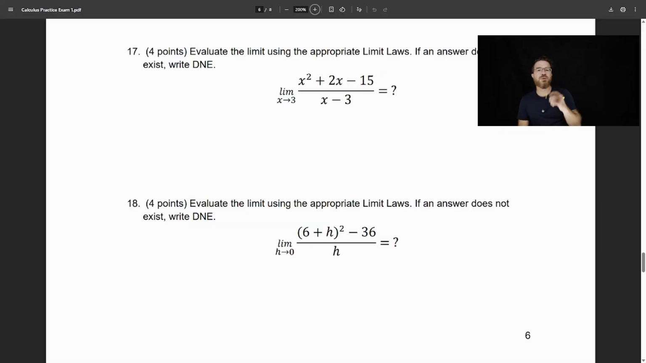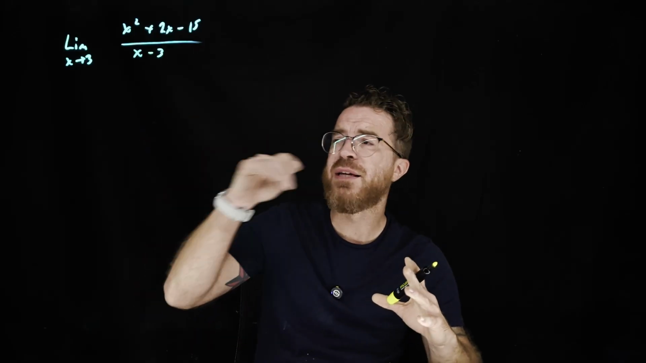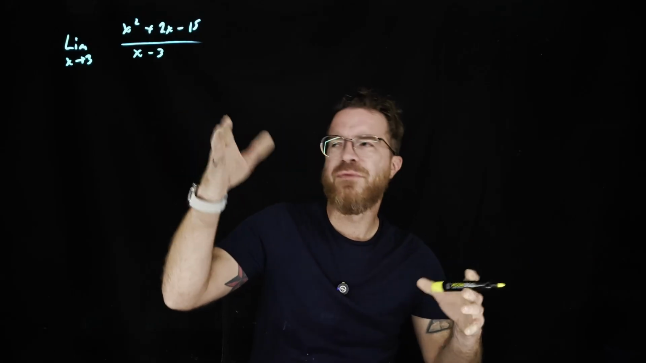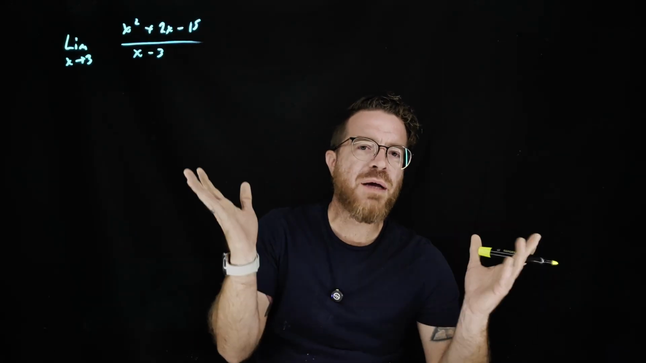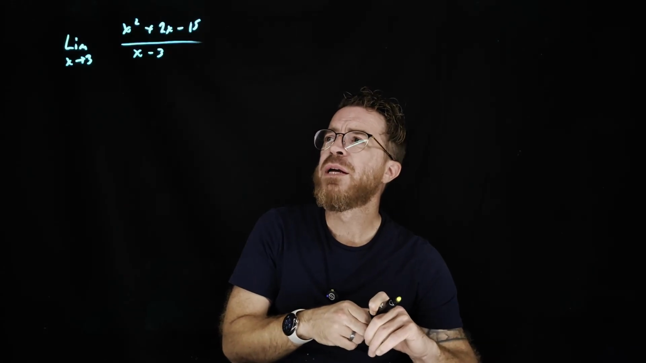For our next problem, we're going to be doing the same thing. We're going to be using all of our limit laws to show what this limit is. So we have the limit as x approaches 3, x squared plus 2x minus 15 divided by x minus 3. And as I said before, you could probably just evaluate this pretty easily, or in this case, we might have to use a trick because we're going to get 3 minus 3 in the denominator. But let's find out what happens.